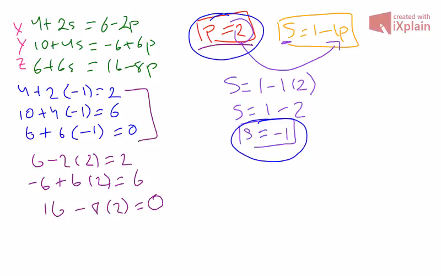As you can see, both the coordinates we found are the same. Therefore, point A has coordinates (2, 6, 0).